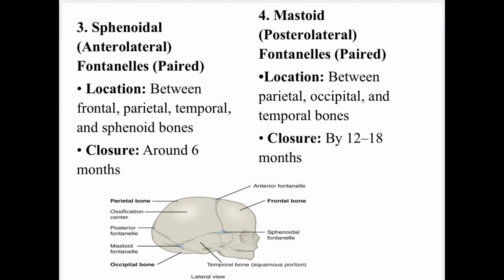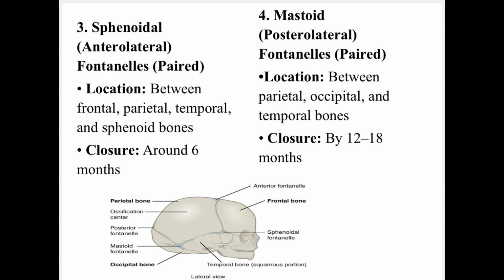So the next ones are the two paired ones, the anterolateral fontanelles, which we also call the sphenoidal fontanelles, at the pterion. It is a combination of four bones: the frontal, the parietal, the temporal, and the sphenoid bone, which you call the pterion. Remember the pterion. It closes around 6 months. You get it now? 6 months.